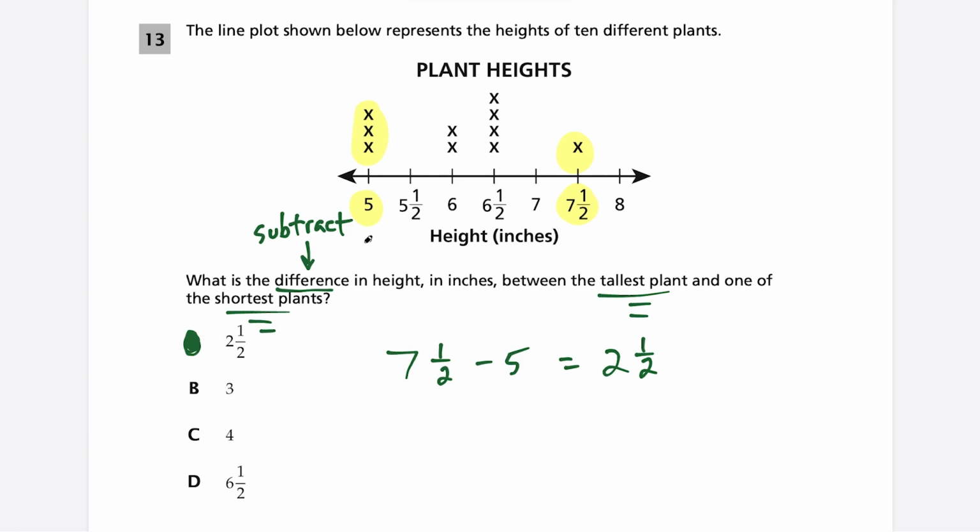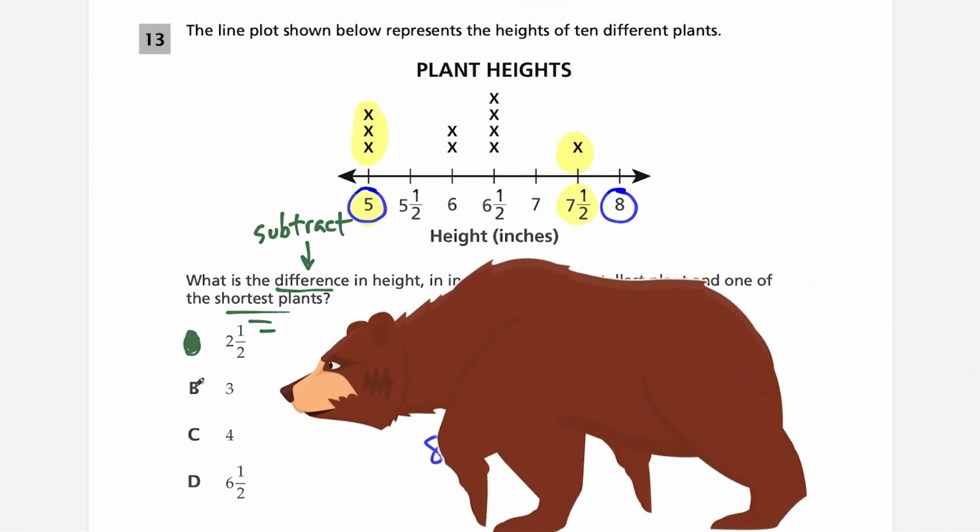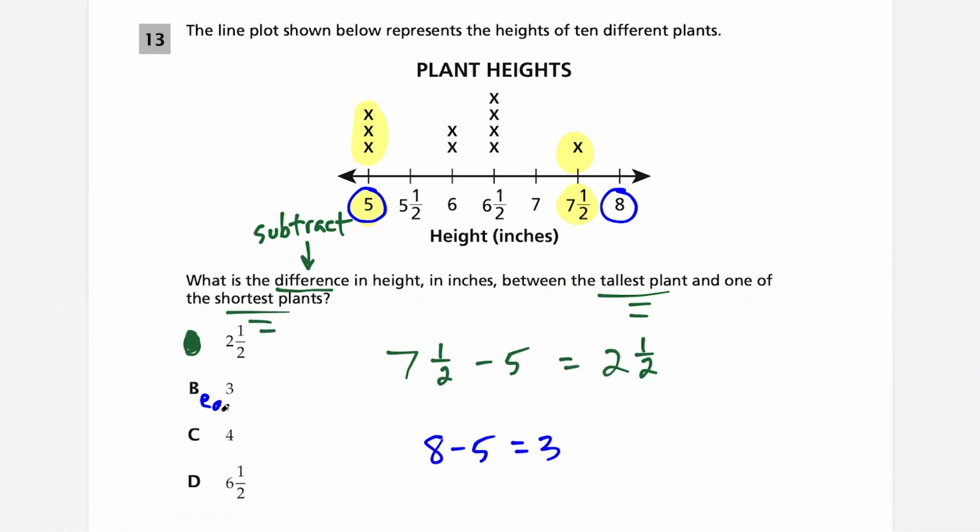Now, one thing to be careful of here, some students might look at this and say the smallest number on the line is 5 and the biggest number on the line is 8. And they might say 8 minus 5 is equal to 3 and choose choice B. But choice B is a very dangerous bear trap, okay? For line plots, you have to look for the X's. If there's no X here above 8, then that means there are no plants that are 8 inches tall. So choice A is our answer.